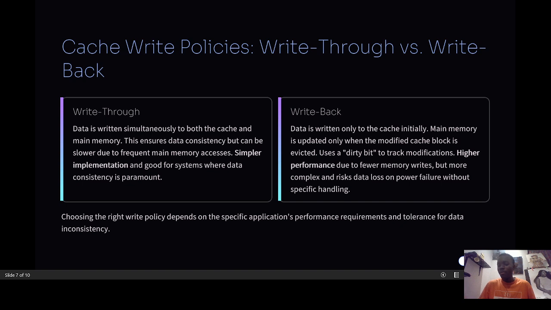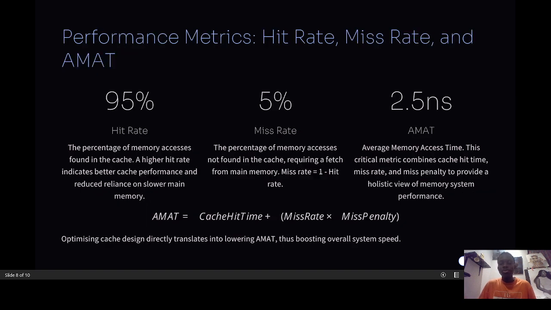Performance metrics: you have the hit rate, miss rate, and AMAT. For example, the hit rate is 95% and the miss rate is 5%. The hit rate is the percentage of memory accesses found in the cache. Anytime you have a higher hit rate, it means better performance.